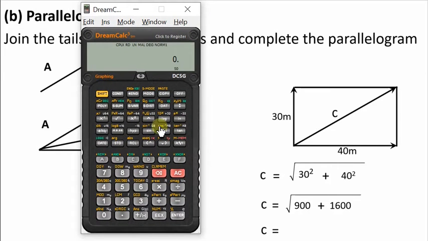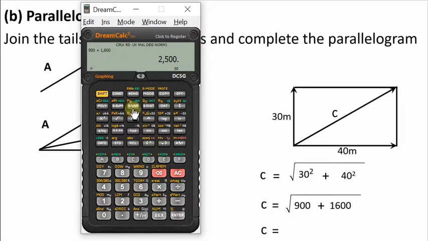Yeah, so let's say we have 30. How did we find that? We said 30, there's a square here, and you have seen it is 900. Then 40, there's a square there, which is 1600. So if we were to add this 900 plus this one here, 1600, what are we getting? We are getting 2500.